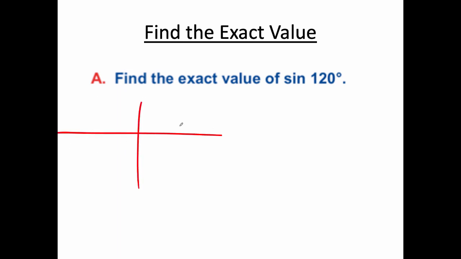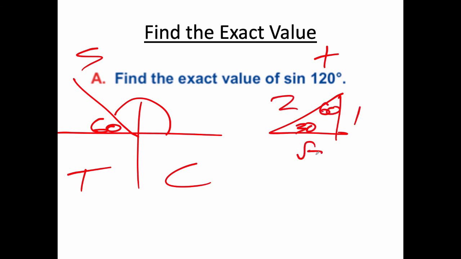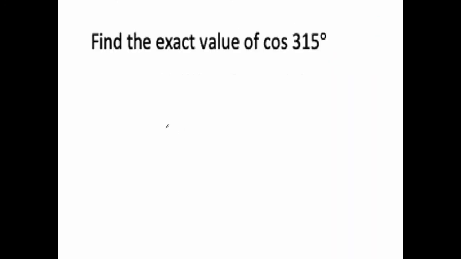120, sine. I go right here. I'm in quadrant 2, chilling in the STC, has to be positive. I have a 60-degree reference angle. Bust out your 30, 60, 90: 1, 2, square root 3. I'm at the 60, opposite over hypotenuse. I get square root 3 over 2. Oh, these are going fast.